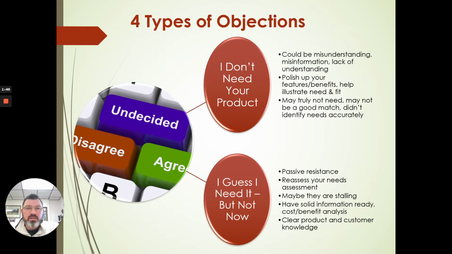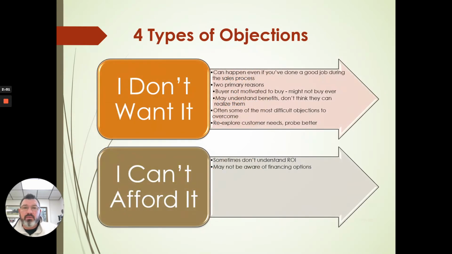Do some probing questions, especially some trial closes in here, because that may uncover why they think they don't need it at this point in time, and why maybe they don't necessarily understand how it fits for them. So that's the, I guess I need it, but not right now, objection.